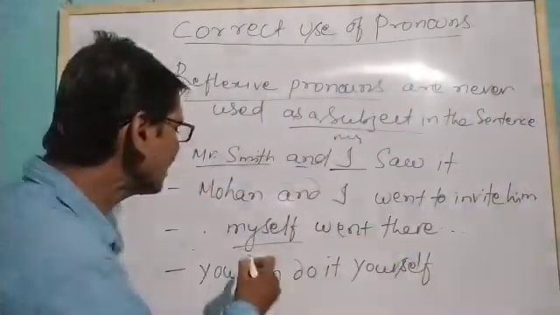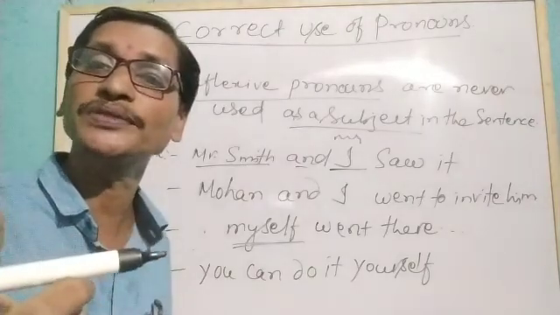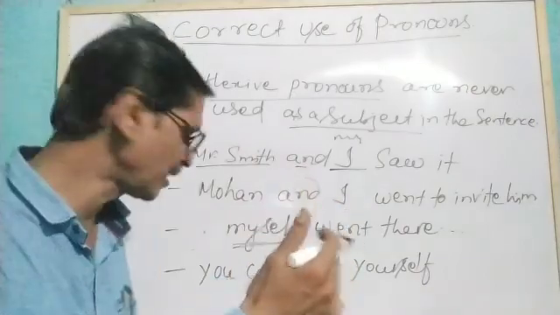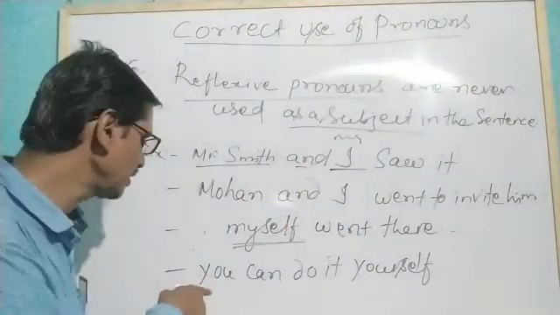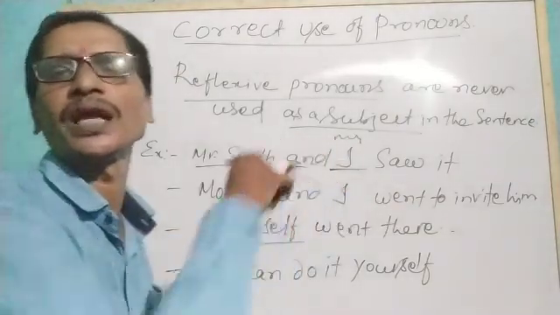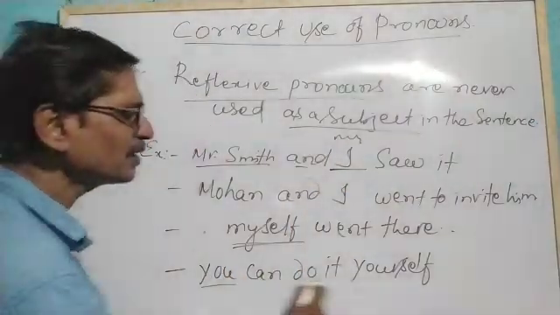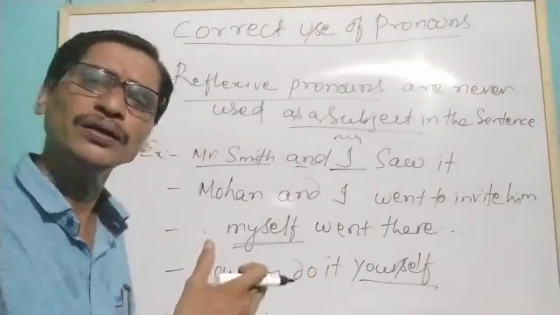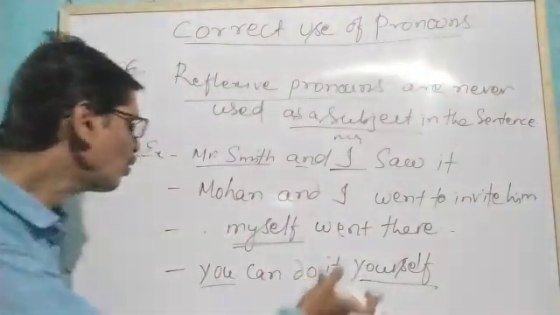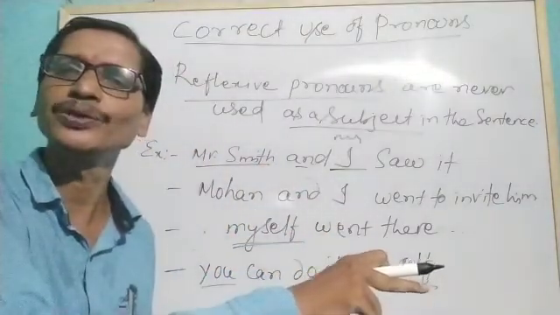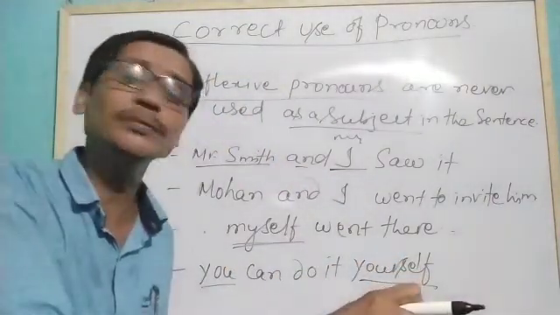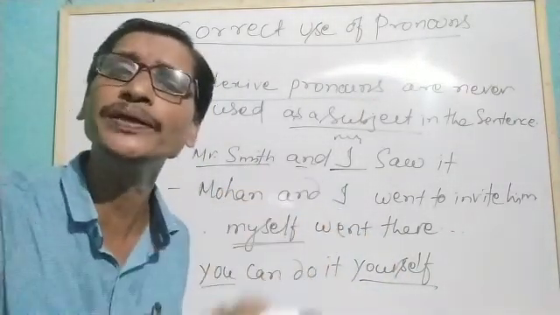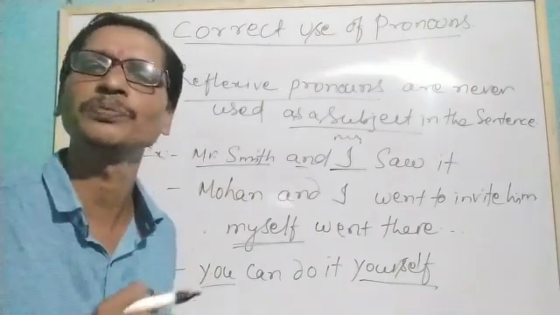We cannot use myself. Myself can never be used as a subject, because it is a reflexive form. Similarly, next example you see, you can do it yourself. So here "you" is the subject and yourself is a reflexive form of this pronoun. But we cannot say "yourself can do it", because yourself can never be used at the place of a subject.